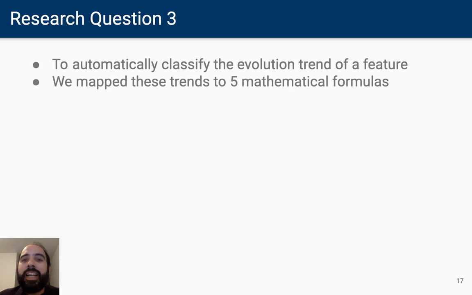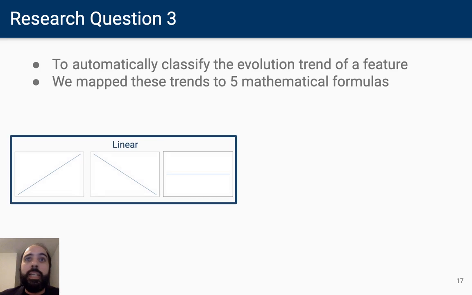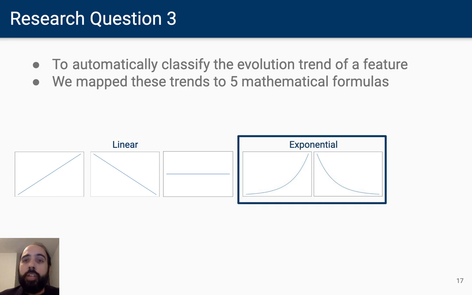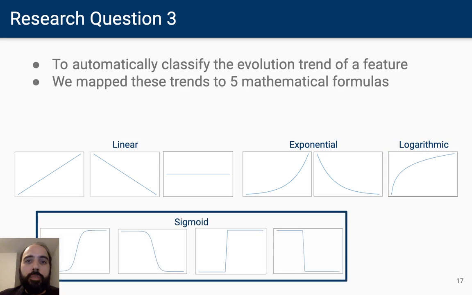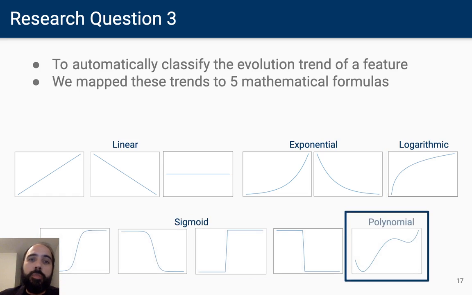To automatically classify the evolution trend of a feature, we mapped these trends to 5 mathematical formulas. Linear, which we use to detect 3 trends: constant rise, constant decline, and stability. Exponential, that we use to identify 2 trends. Logarithmic, that we use to identify 1 trend. Sigmoid function, that we use to classify 4 trends, and a polynomial function that we use to classify 1 trend.